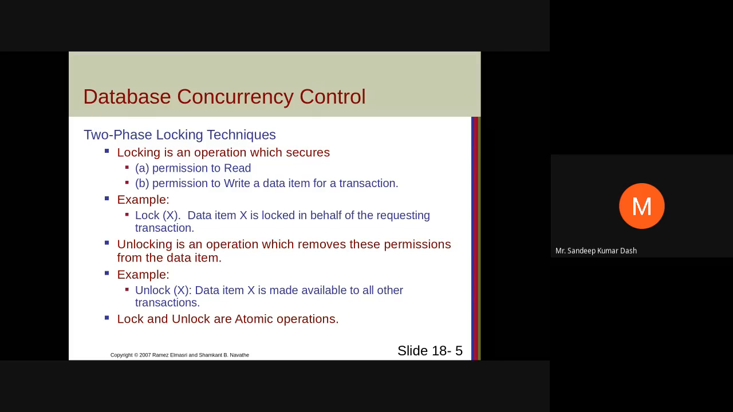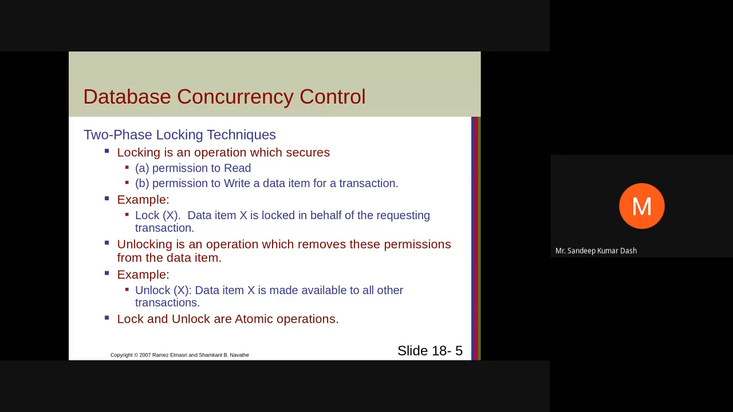Fine. So the first type of locking protocol is the two-phase locking protocol. Two-phase locking means there are two phases in which this mechanism works. First is the locking phase, another one is the unlock phase. In the lock phase, it will acquire the lock for a data item, modify whatever it has to modify, then it will unlock the data item.